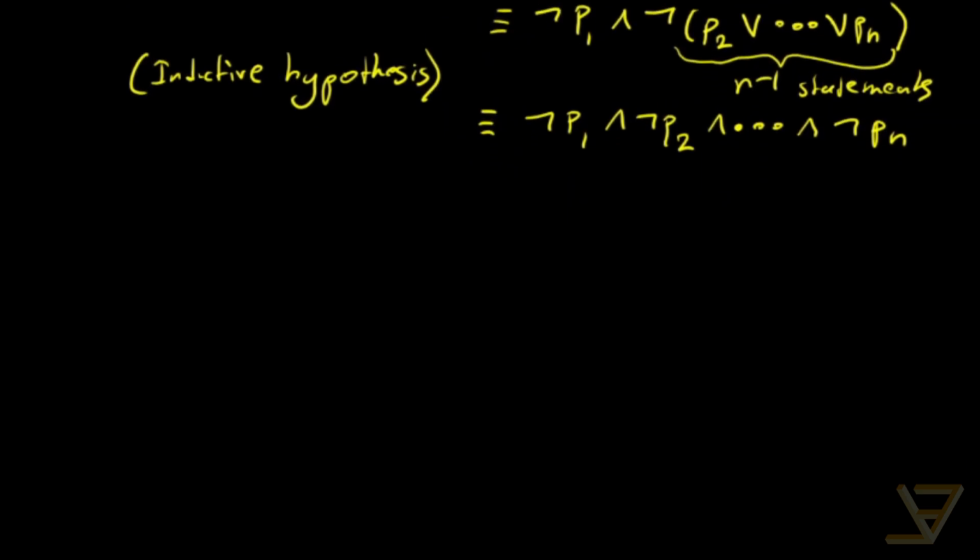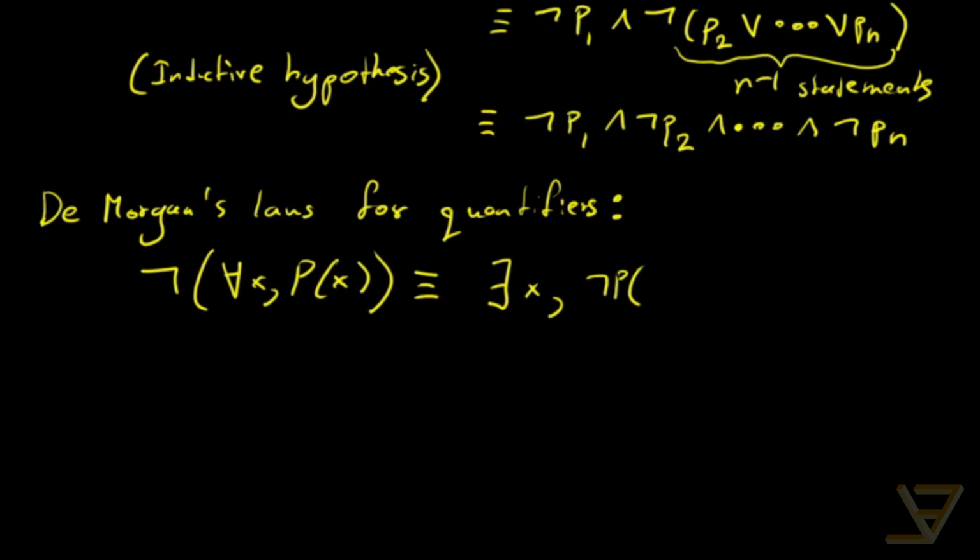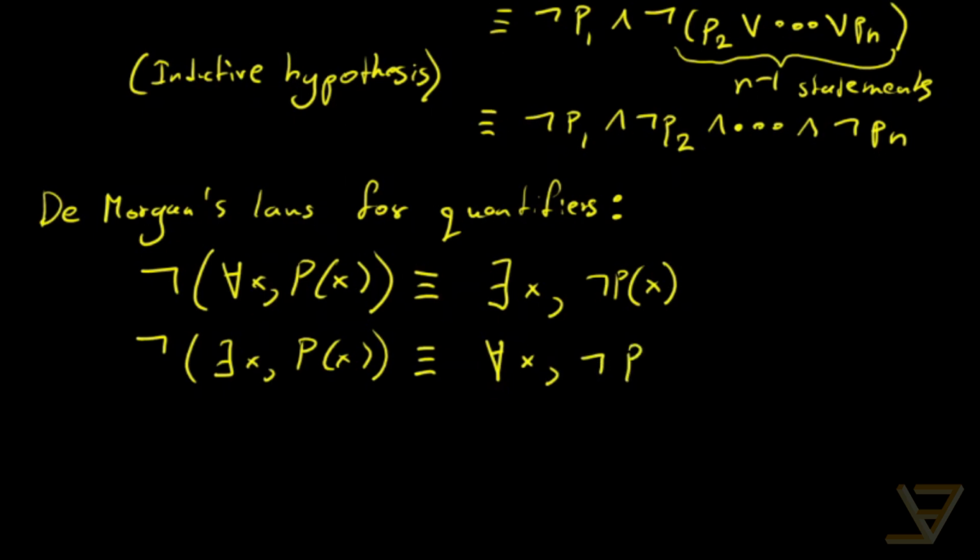And I just want to leave you with one more idea, which is De Morgan's laws for quantifiers. I'm not going to prove these, but it's good to know them. If we have a universal quantifier, then we can negate it as follows. We turn the universal quantifier into an existential quantifier, and we negate the predicate. Similarly, if we have an existential quantifier and we want to negate it, then we flip it into a universal quantifier and we negate the predicate.